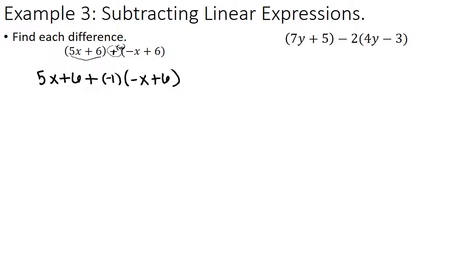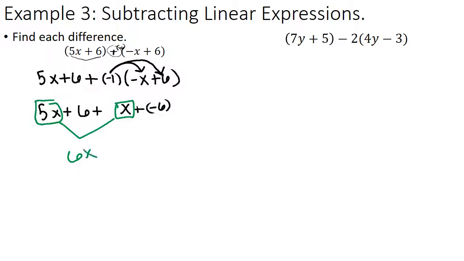Okay, so as I look at this, negative 1 times x is going to give me positive x. Negative 1 times 6 is going to give me negative 6. So I'm going to have 5x plus 6 plus x plus negative 6. So if I can combine my like terms here, I'll get 6x, and combine my like terms here, and that will give me 0. So my answer is just going to be 6x.